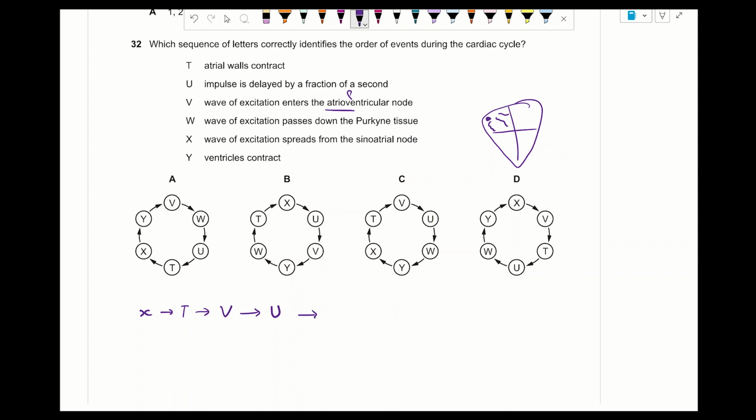Now, what happens is once the wave of excitation exits the atrioventricular node, it passes through something called the bundle of His, found in the septum, and then once it reaches the bundle of His, it goes up again into the apex of the ventricle within the Purkinje tissue. Now, once the impulse reaches the Purkinje tissue, the ventricles are able to contract. Now, the correct answer is going to be C.